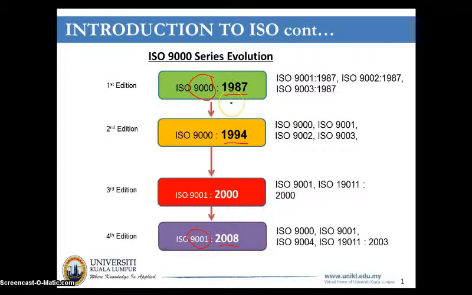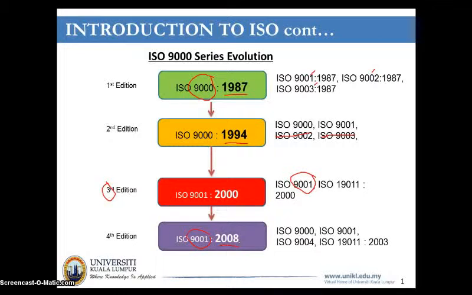In 1987, the first edition of ISO 9000 first came up with three standards: 9001, 9002, and then 9003. This continued up until the second edition in 1994, and then in the third edition, in the year 2000, 9002 and 9003 were replaced by ISO 9001. This continues up to the fourth edition in 2008. So these are the current editions being used for QMS, or Quality Management System.